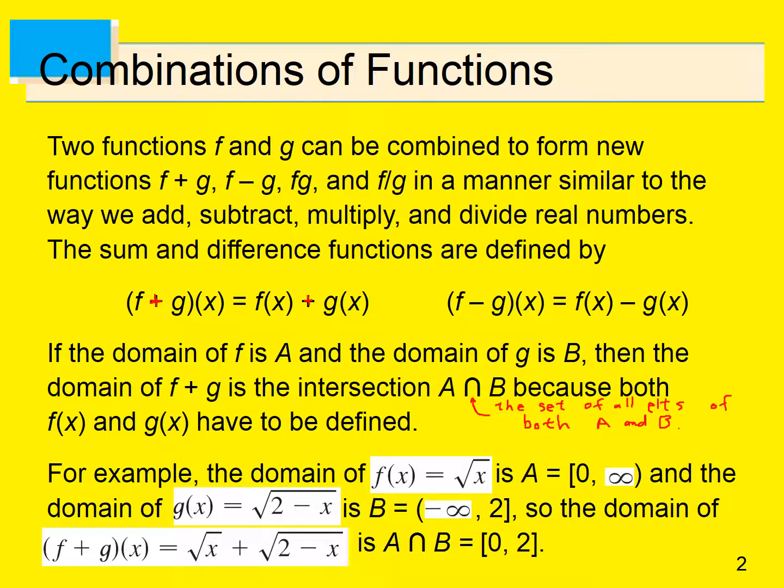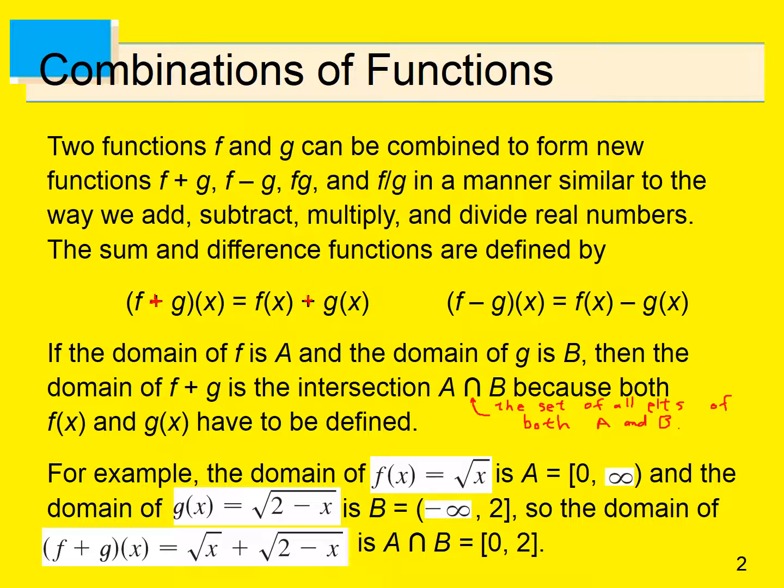For example, you have your square rooting function, f of x equals square root of x, and that has a domain, and that is the set of non-negative real numbers, the closed interval 0 to infinity. And the domain of g of x is set B, which is the closed interval negative infinity to 2. That's the set of x values that are allowed for g of x.